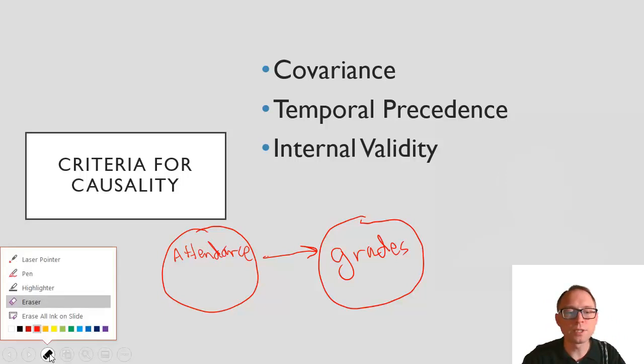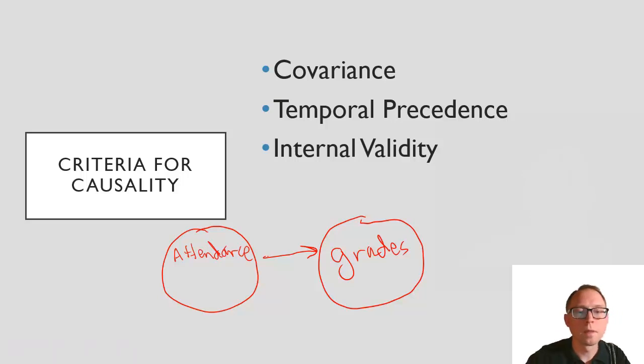Well, this is such a big deal because we need to know if there are other variables out there. So let's put another variable in here. Let's say that other variable is work. And I'm not talking about how hard you work in the class. I'm talking about employment.